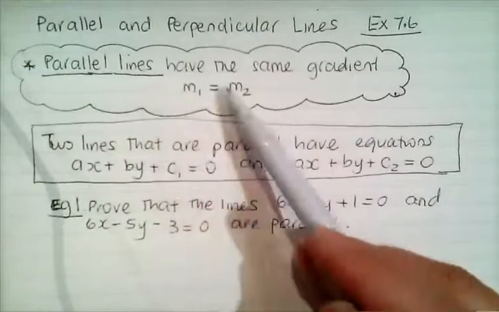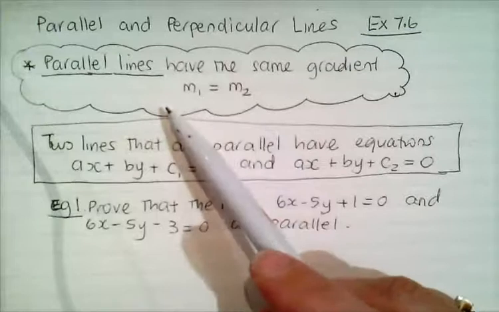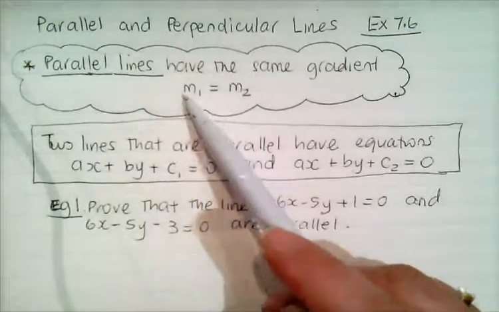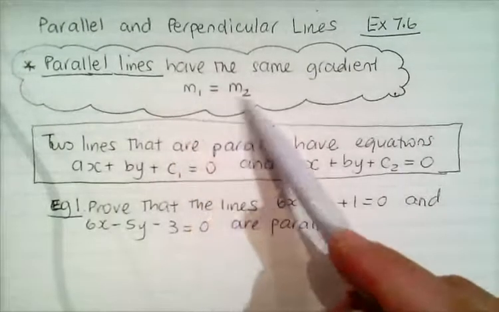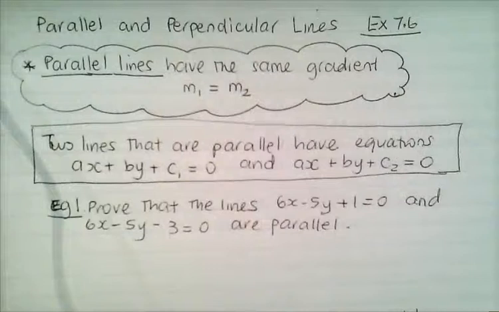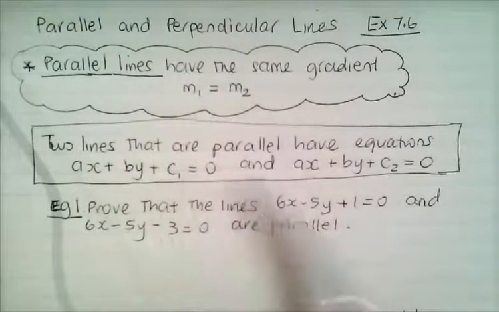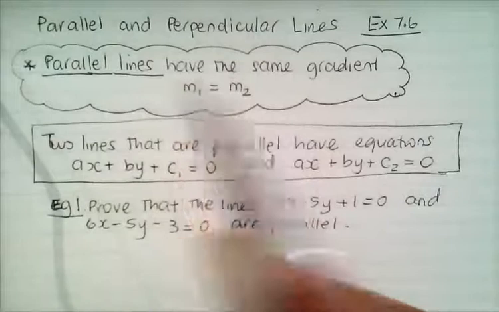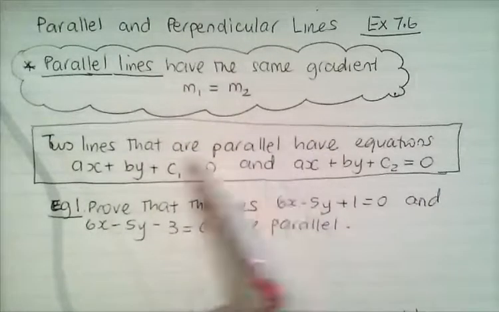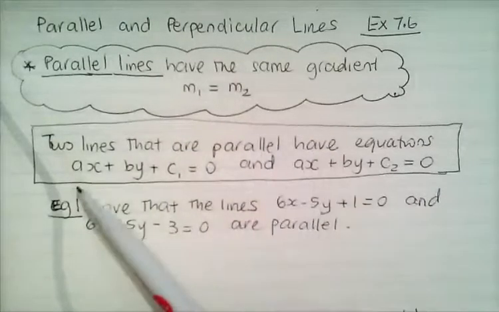So if you've got line 1 and line 2 and those two lines are parallel, then m1, which is the gradient of line 1, will equal m2, the gradient of line 2. Now, this box here, you actually don't have to learn this. All you have to know is that parallel lines have the same gradient. But if two lines are parallel, their equations will look like this.